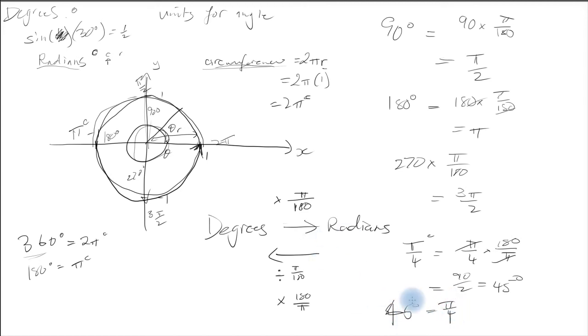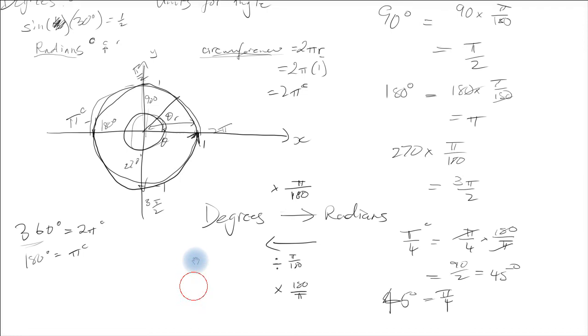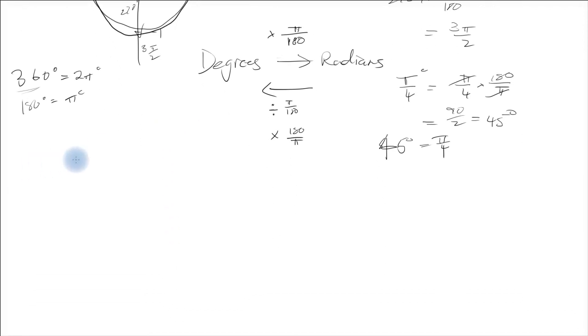So there's a bunch of examples. You can do a whole lot more yourself. Two other key ones are that 30 degrees is pi on 6 and 60 degrees is pi on 3, and then there's 45, pi on 4. So 3 key ones, definitely remember those. Everything else you can just work out on the fly. There we go, that's all radians are. Pretty straightforward. See you later.